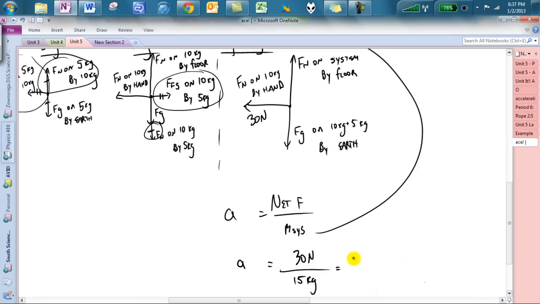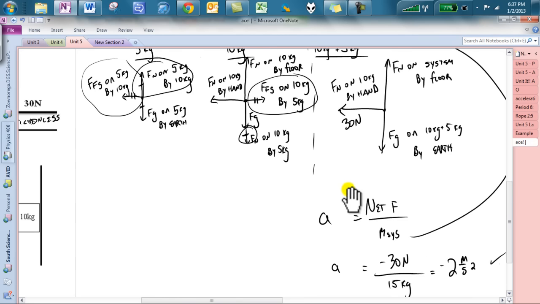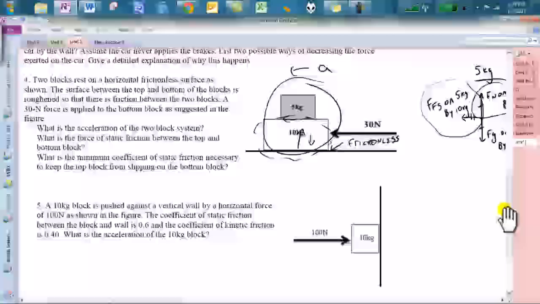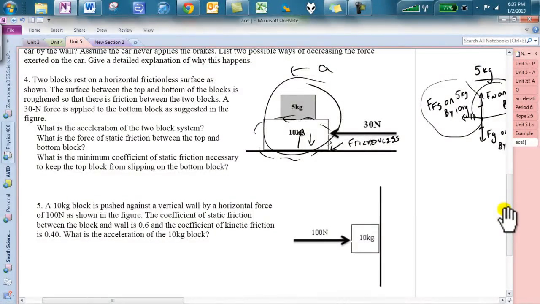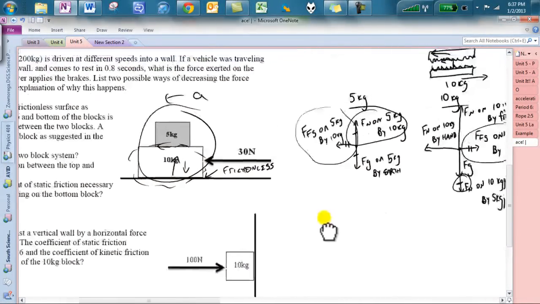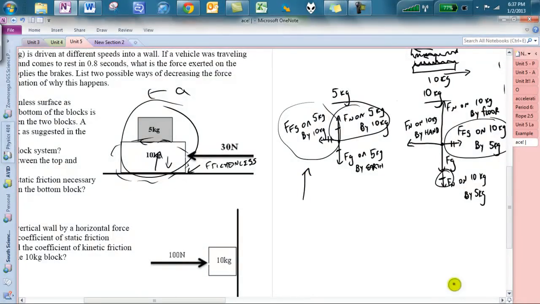And so when you solve this, you're going to get 2 meters per second squared. Technically, that would be a negative 30 because it's going to the left. So it would be negative 2 meters per second squared. So that would be our acceleration in our first piece. The next piece that it's asking, what is the force of static friction between the top and bottom block? That is referring to that guy right there.